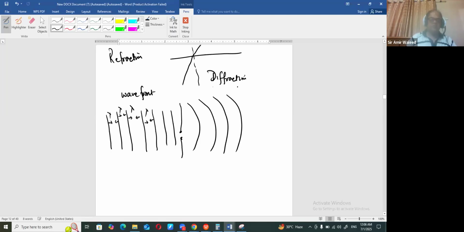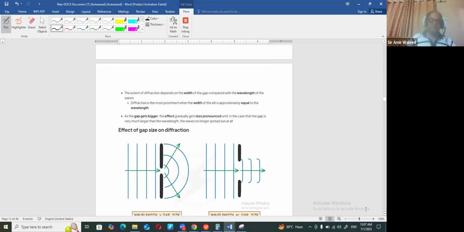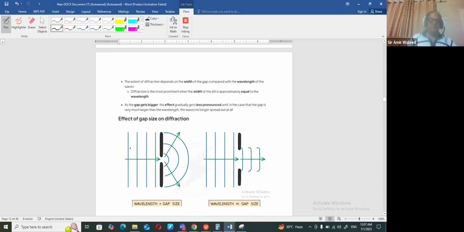Right? So what does diffraction mean? It is the spreading out of the wave through the small opening. Now let's see an example of this. There are two cases, you can see that. The parallel distance between the lines is basically considered as the wavelength, right?